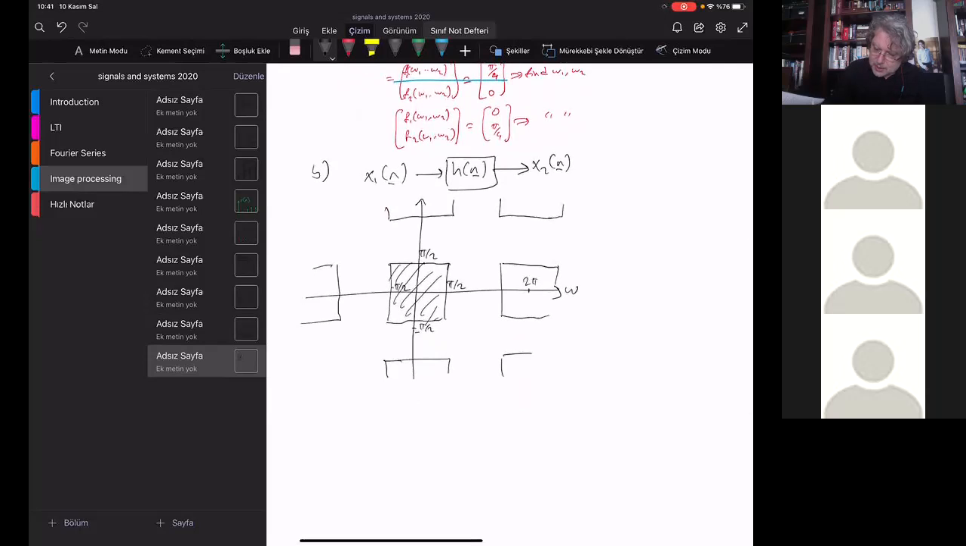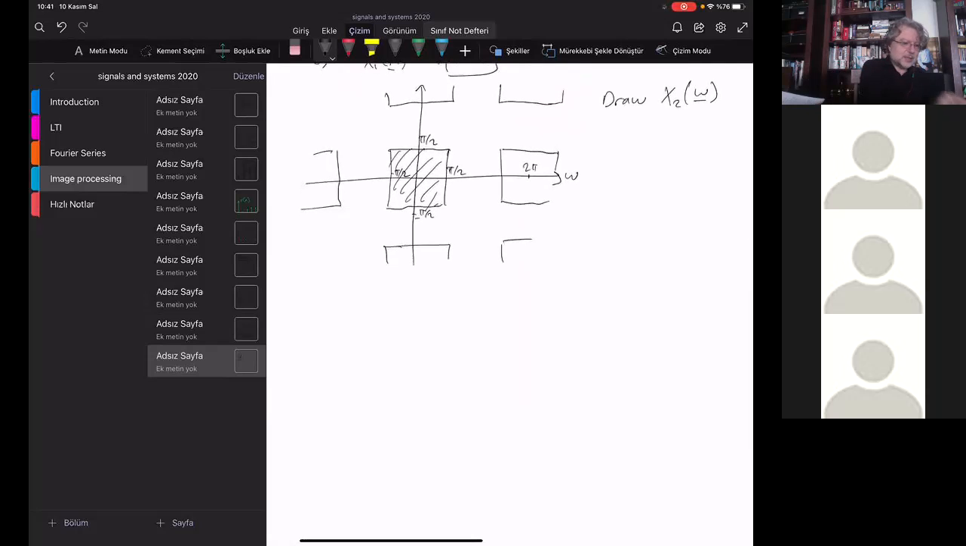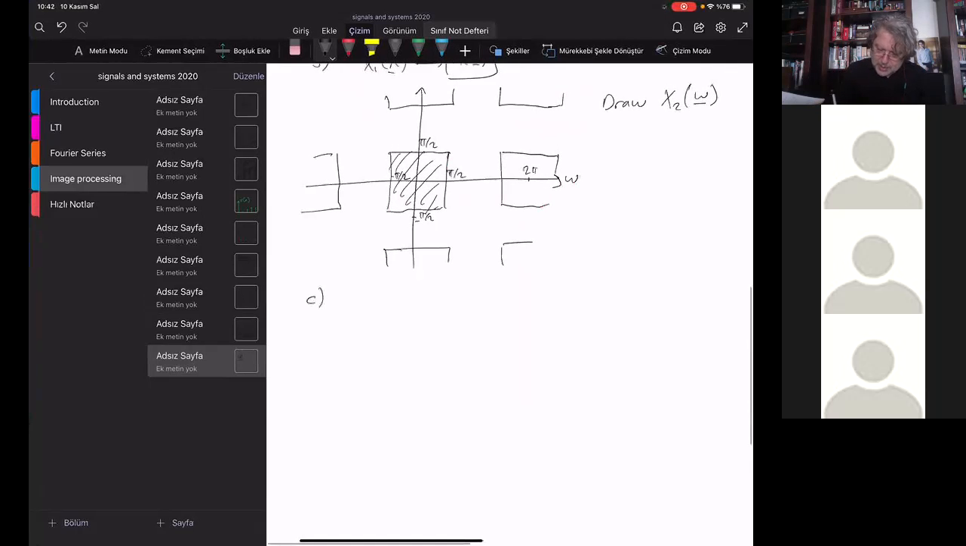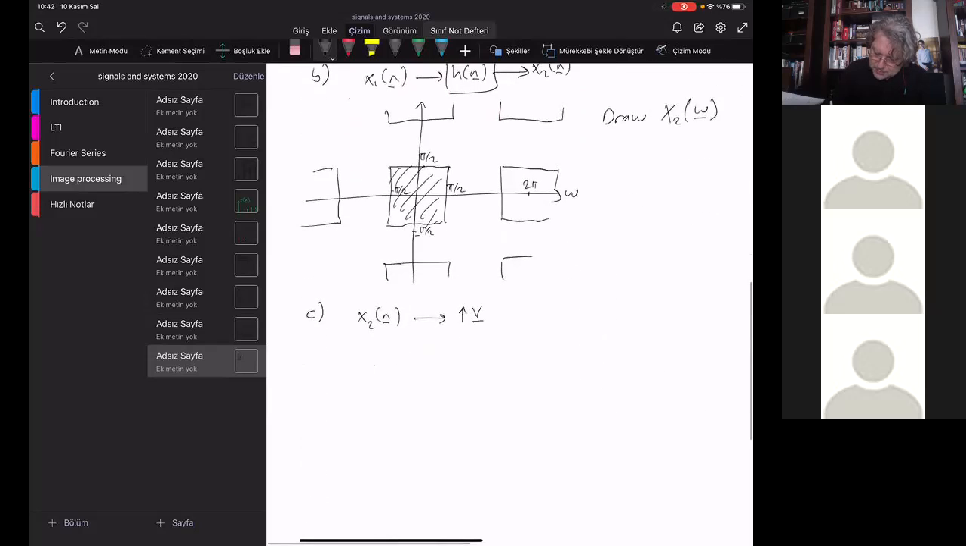And the question is therefore, draw x2 of omega. How do the tail or ear portions be cropped? That is the thing that you are supposed to do. But the question does not end there. Then, in part C, this time you take this cropped signal and upsample it with, did I say V? Yes. You upsample it with V again, and you come up with x3 of n.